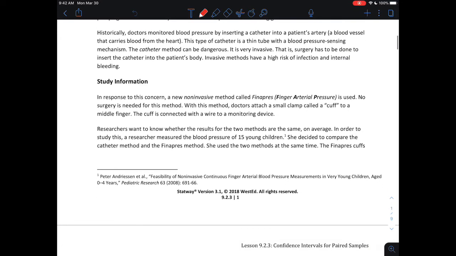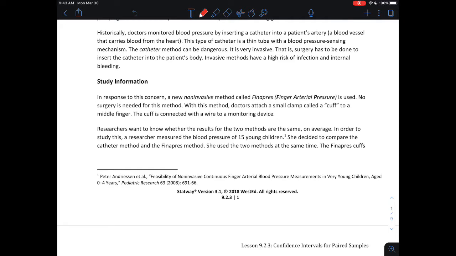Historically, doctors monitored blood pressure by inserting a catheter into a patient's artery, a blood vessel that carries blood from the heart. This type of catheter is a thin tube with a blood pressure sensing mechanism. The catheter method can be dangerous. It is very invasive. That is, surgery has to be done to insert the catheter into the patient's body. Invasive methods have a high risk of infection and internal bleeding.